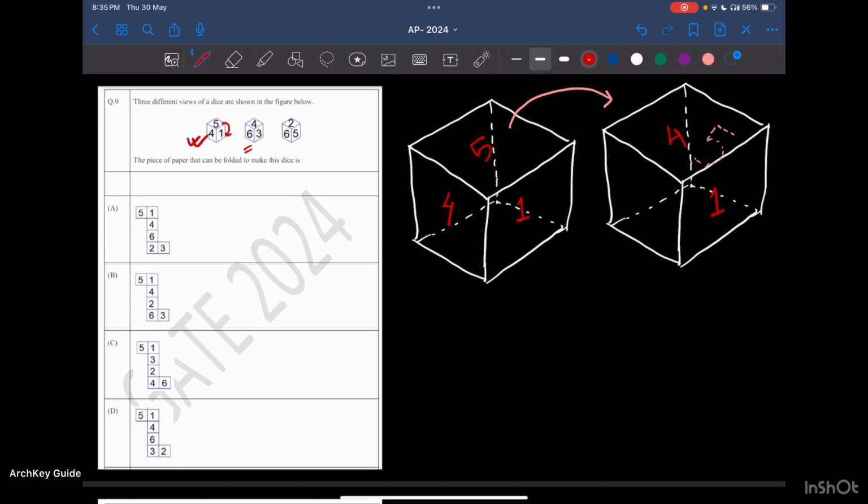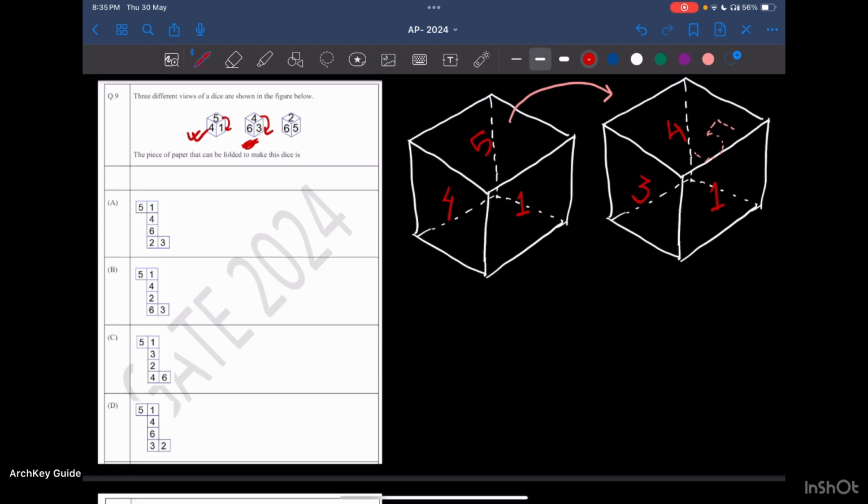Now, as per the image that is given in the question, 4 is on the lower side, which means if this side is 1, this side has to be 3. So I'll write down 3. Again, if this side is 3, the other adjacent side has to be 6, which means the side on the left of 3 is 6. I'm going to mark it as dotted.